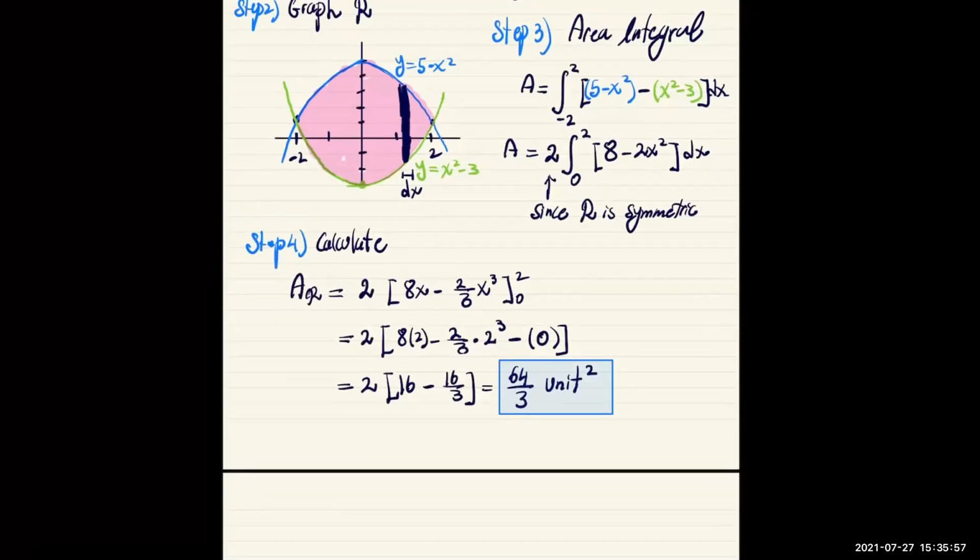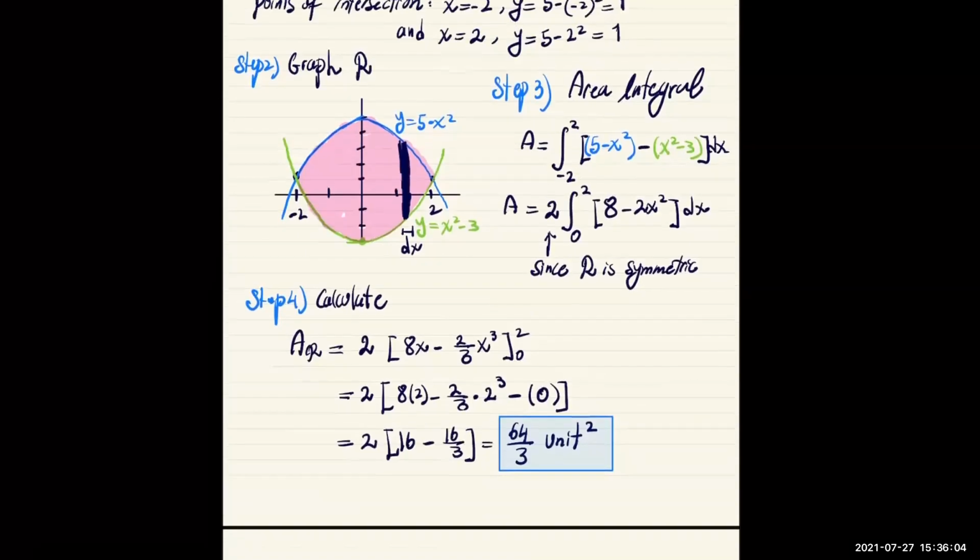Okay, questions? Fairly simple problem, hopefully. Yeah, this is fairly simple compared to what's about to pop up.